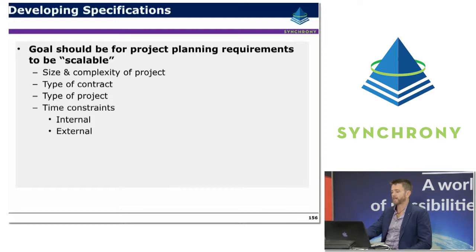So the goal for the project planning requirements should be to be scalable. For particular projects or the specifications that are developed, it really depends on the size and complexity of the project, the type of contract and the type of project. So we mentioned earlier the type of project, for a cost reimbursable project, for example, having a fairly tight earned value management system becomes a bigger priority and the benefit is even greater, whereas other projects it might not be so mandatory. And time constraints as well, so considering internal and external time constraints.